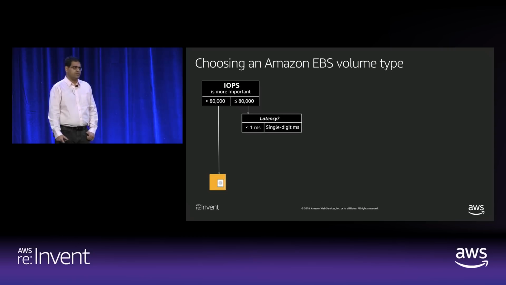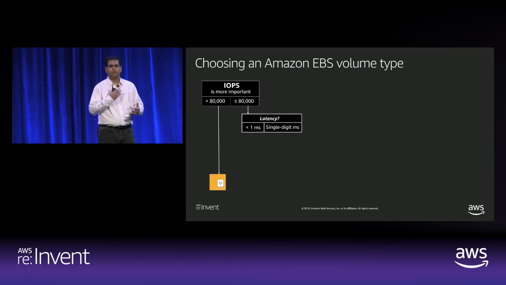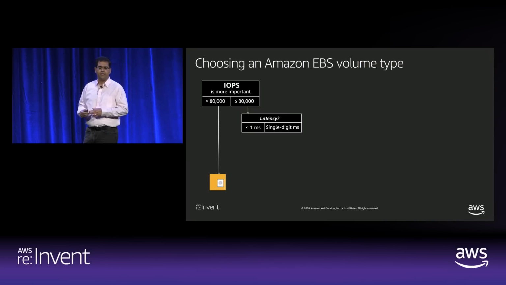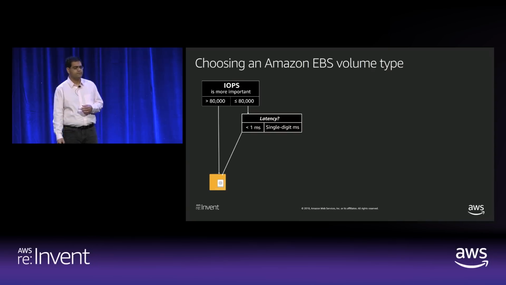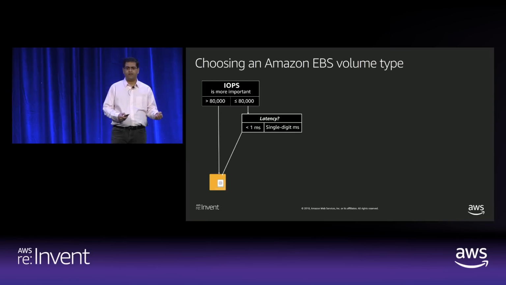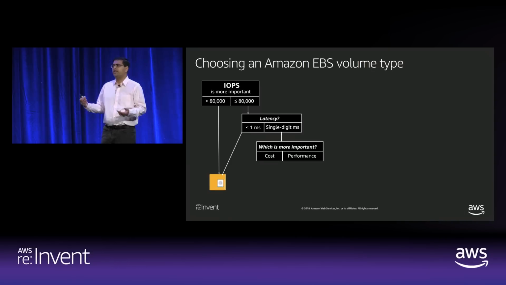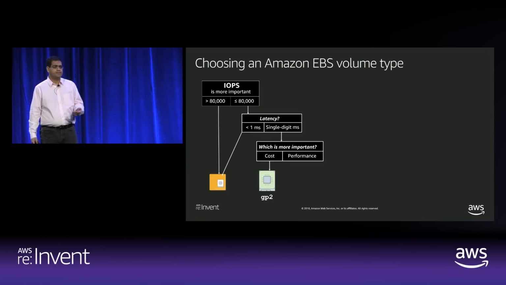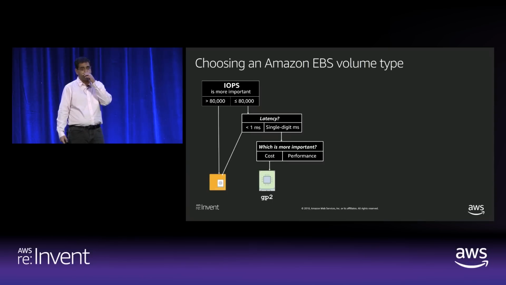If it is less than 80,000, the question there is, what latency profile is your application okay with? Is it okay with a single-digit millisecond latency profile, or does it need a less than 1 millisecond latency profile? If it's less than 1, again, the answer is an SSD-backed instance storage family. If the application is okay with single-digit millisecond latencies, then you have to gauge between cost and performance. If the answer is cost, the volume type is GP2.